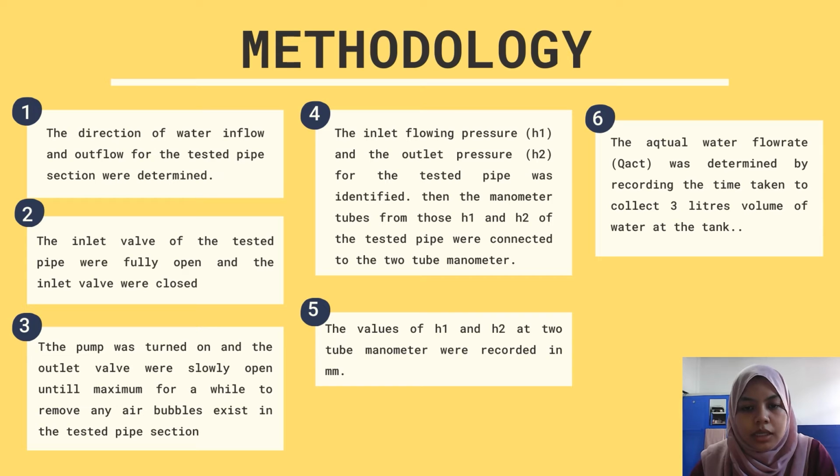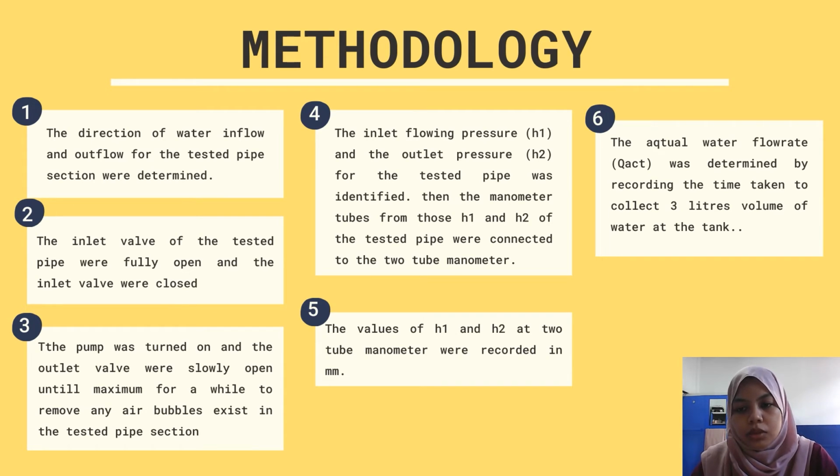Number 4, the inlet flowing pressure, which we denote as H1, and the outlet pressure, which we denote as H2, for the tested pipe was identified, then the manometer tubes from those H1 and H2 of the tested pipe were connected to the two-tube manometer at the bottom. Number 5, the values of H1 and H2 at the two-tube manometer were recorded in millimeter unit.